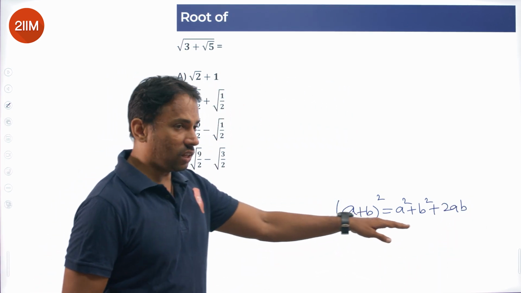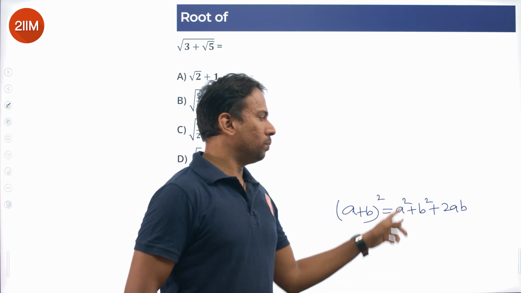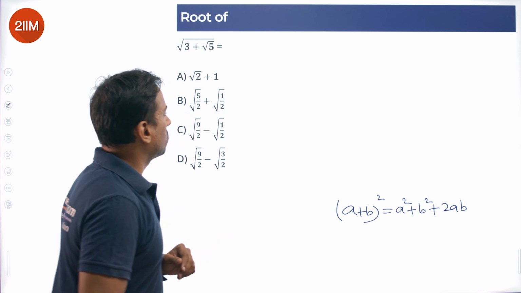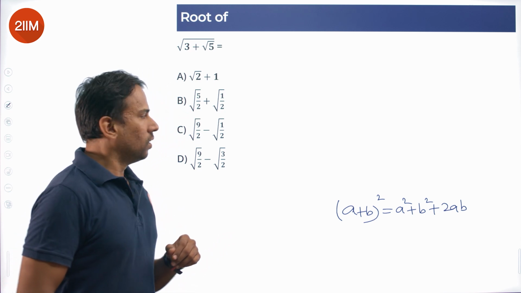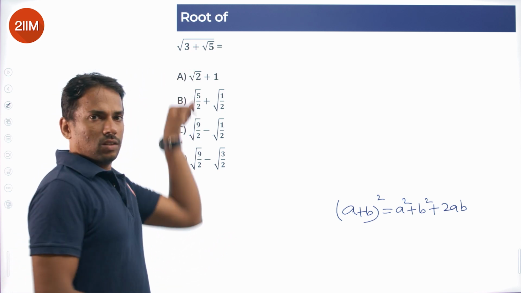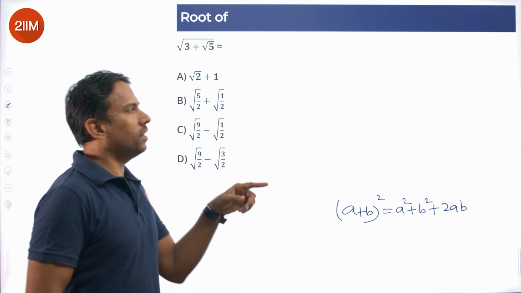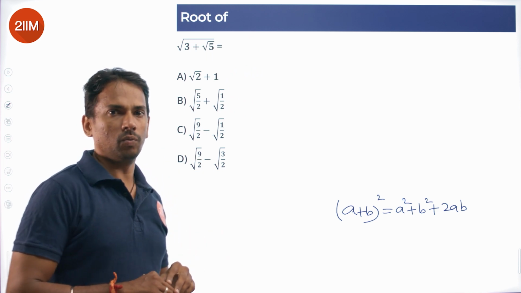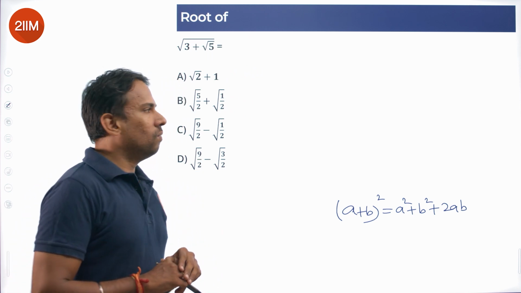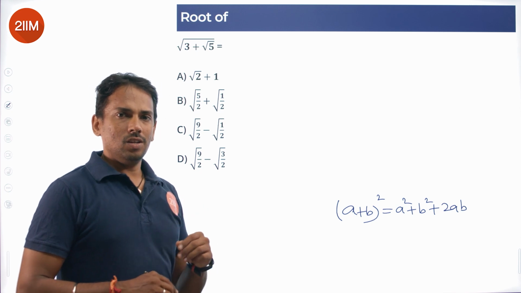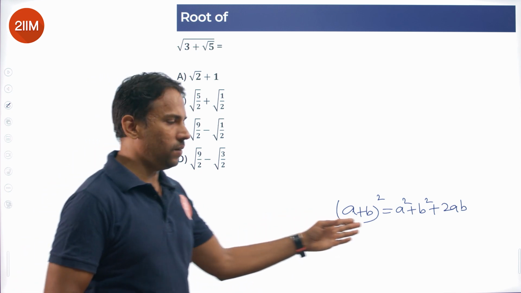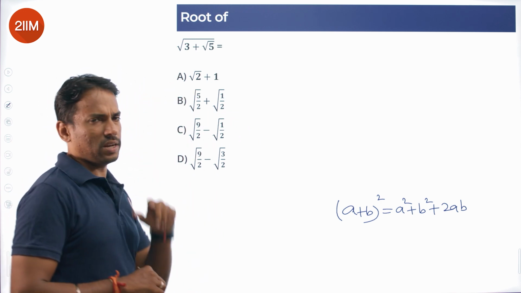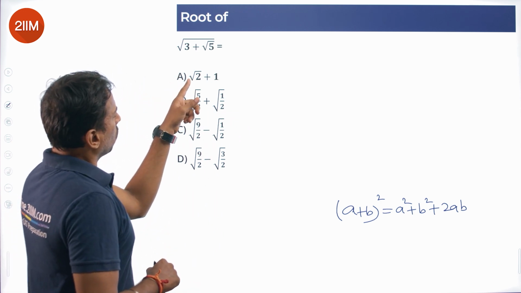So we can do this the other way also. The square root of a square plus b square plus 2ab should be a plus b. So we'll square each of the options to check if we are getting 3 plus root 5. That becomes the square root of this expression. So without any complications, we'll try squaring using this identity and verify the answer. That's all. Okay. Option A says root 2 plus 1.